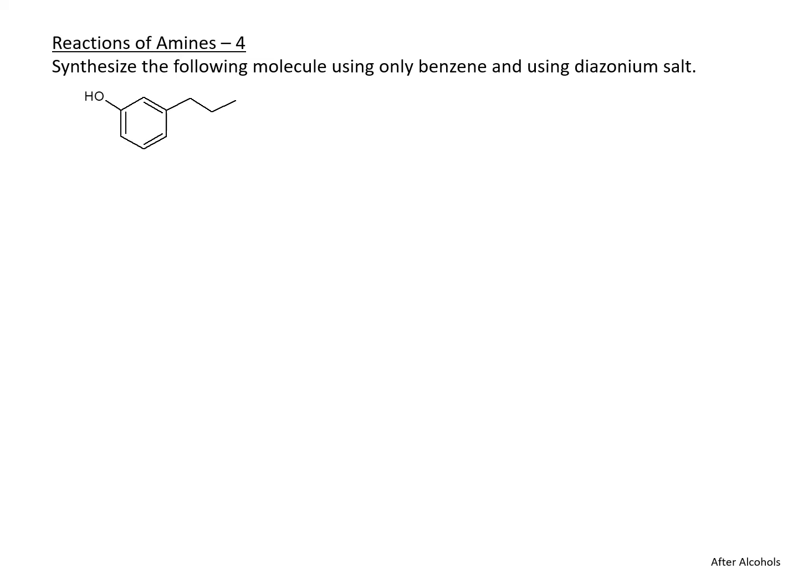Synthesize the following molecule using only benzene and, of course, using diazonium salt because we're in the amines chapter, right? So let's look at what we have here. Here we have a propyl group. Here we have an alcohol group. I know I can make that one from a diazonium salt. A propyl group will have to be made by Friedel-Crafts acylation. I cannot do an alkylation on that one.